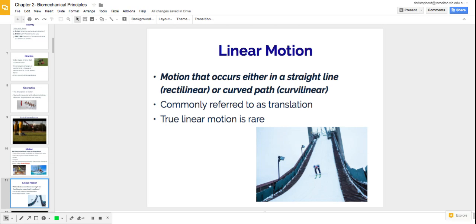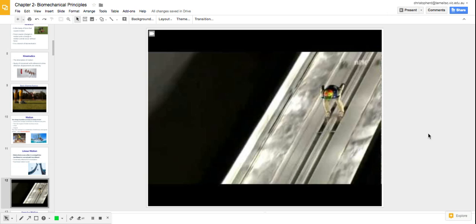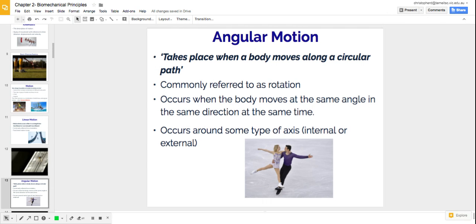When we look at linear motion, it is motion that occurs either in a straight line or a curved path. If it's a straight line, it's called rectilinear. If it's a curved path, it is curvilinear. And it is commonly referred to as translation. Now, true linear motion is very rare, okay? The rare exception will probably be, as we can see in this picture, a downhill skier that is going in the same line, in the same motion. So there is no element of rotation at all. So it's very rare that this occurs. And there's a video on this to help demonstrate that.